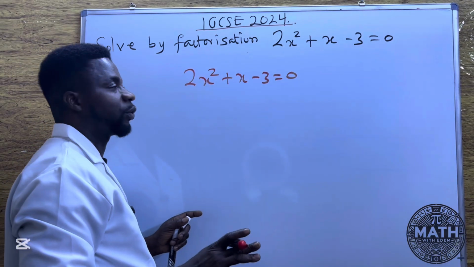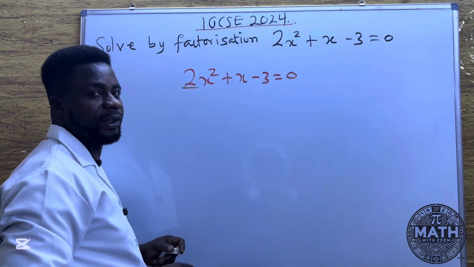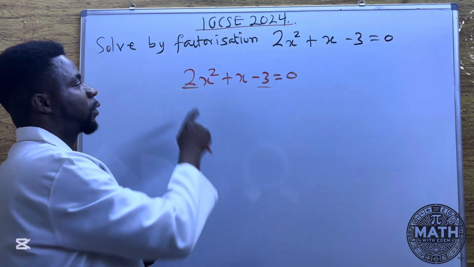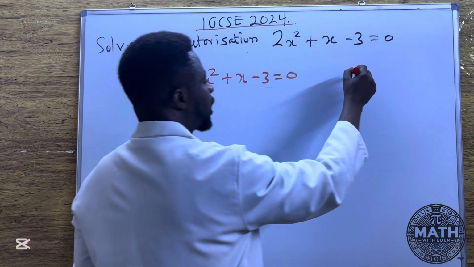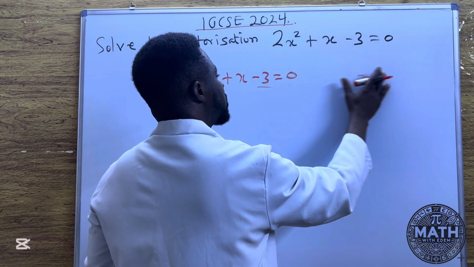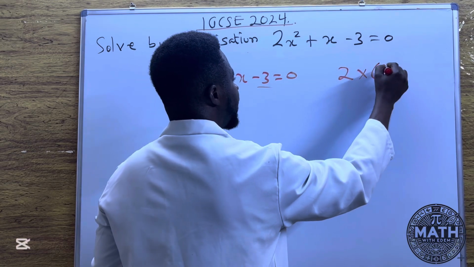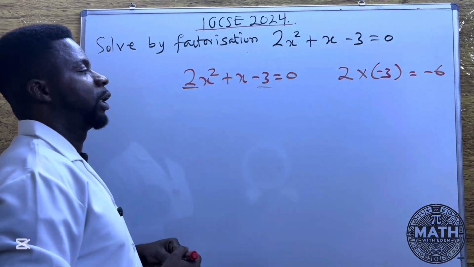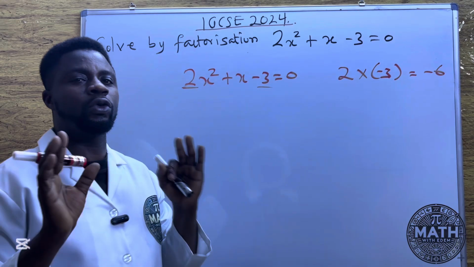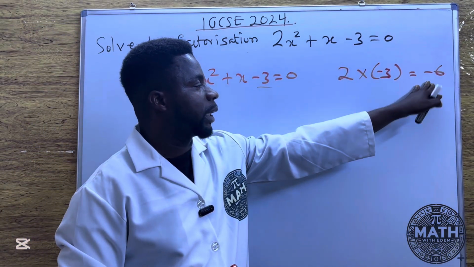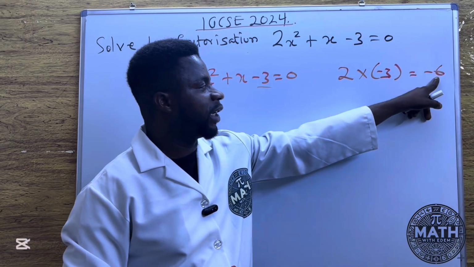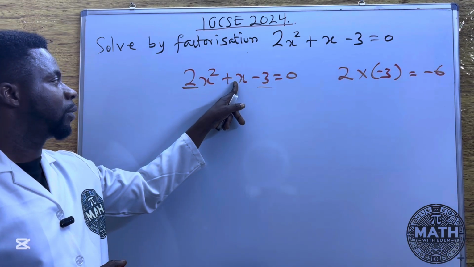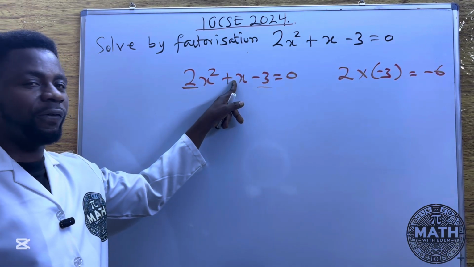The first step is we are going to multiply the coefficient of the first term, the coefficient of x squared, by negative 3. So 2 times negative 3 gives us negative 6. Now the next step is we are going to look for 2 factors of negative 6 that when you multiply them, you get negative 6, and when you add them, you get 1. That is the coefficient of x. The coefficient of x here is 1.